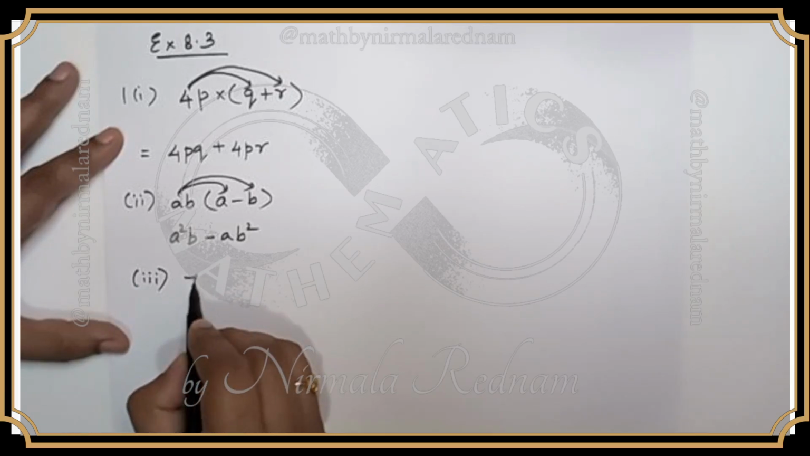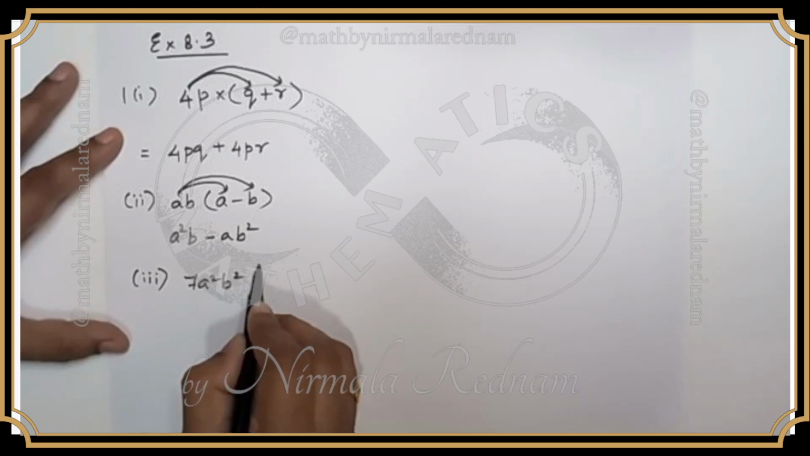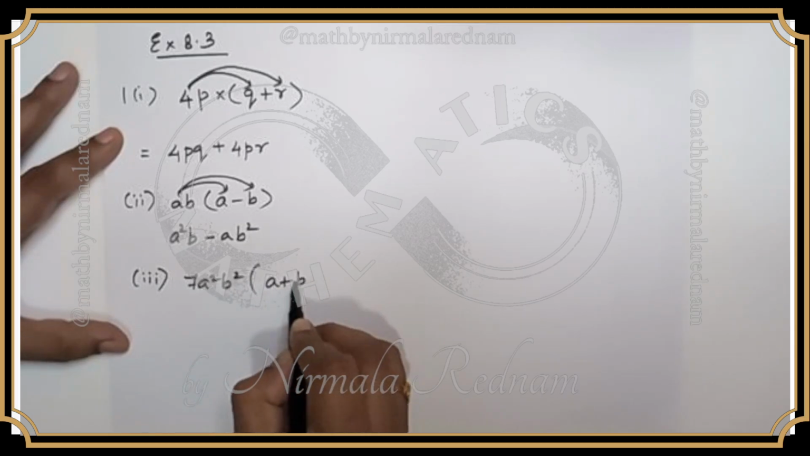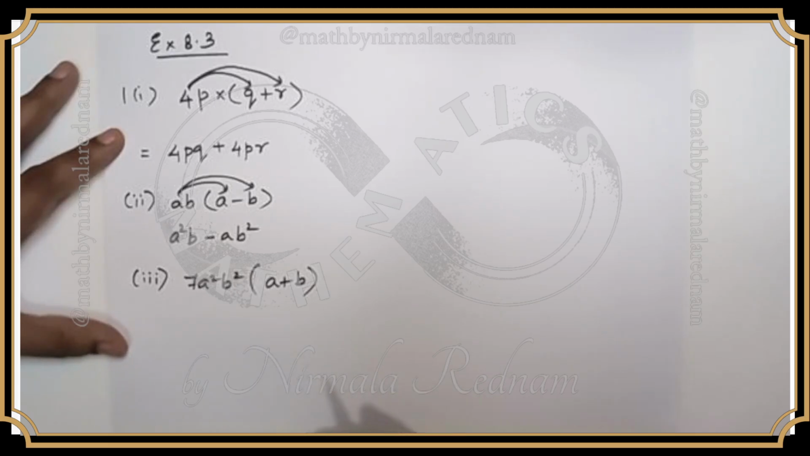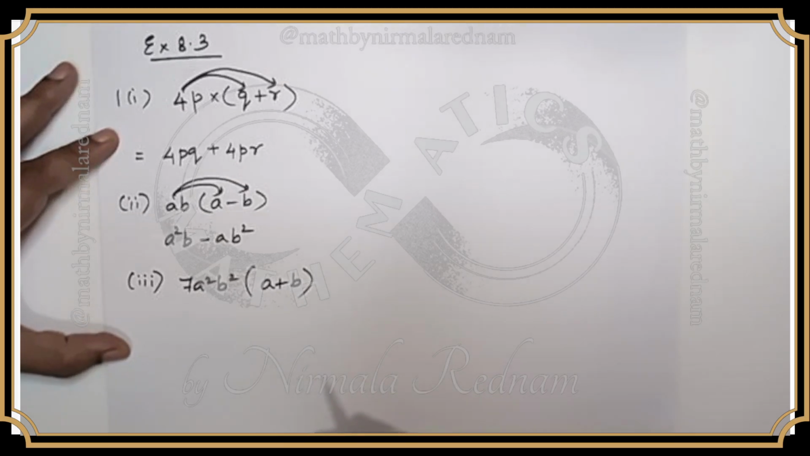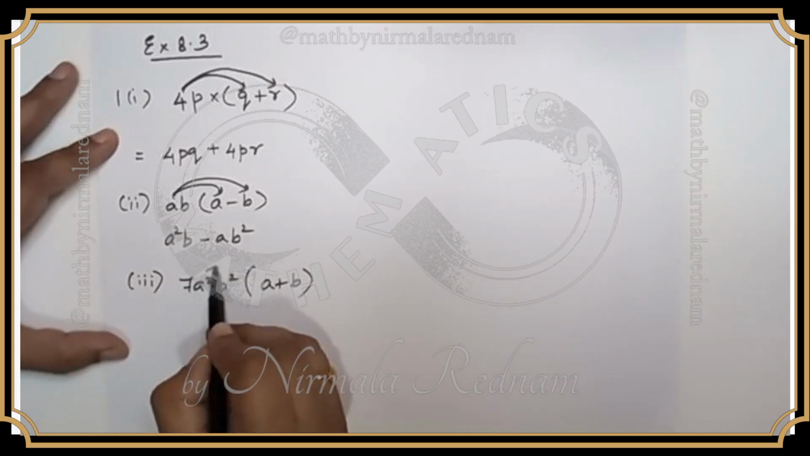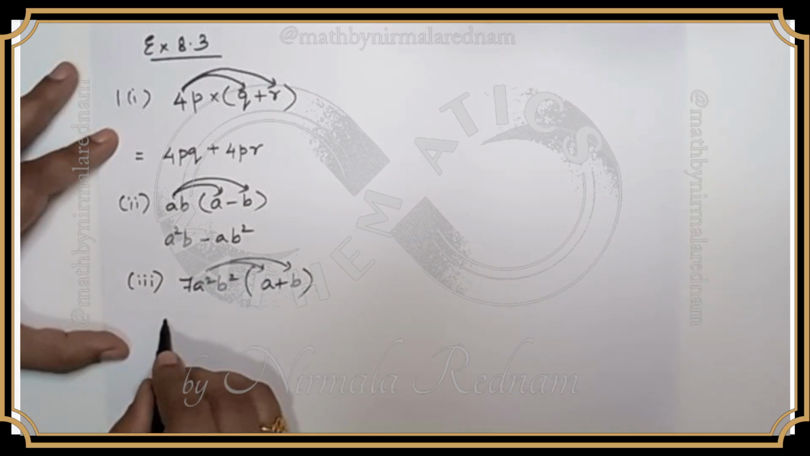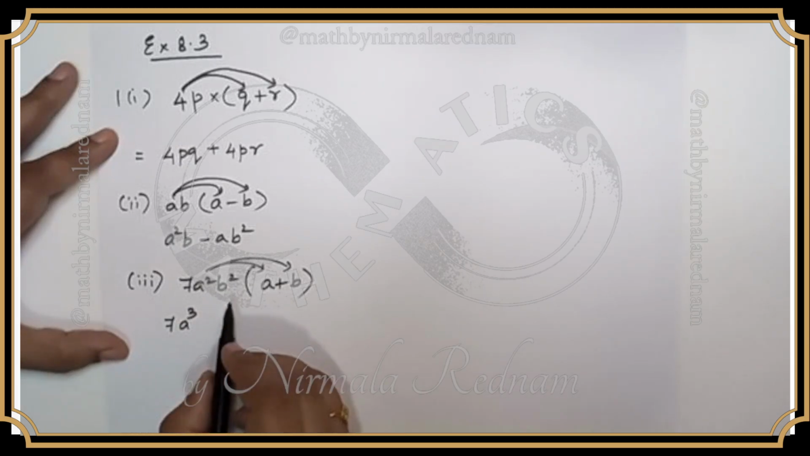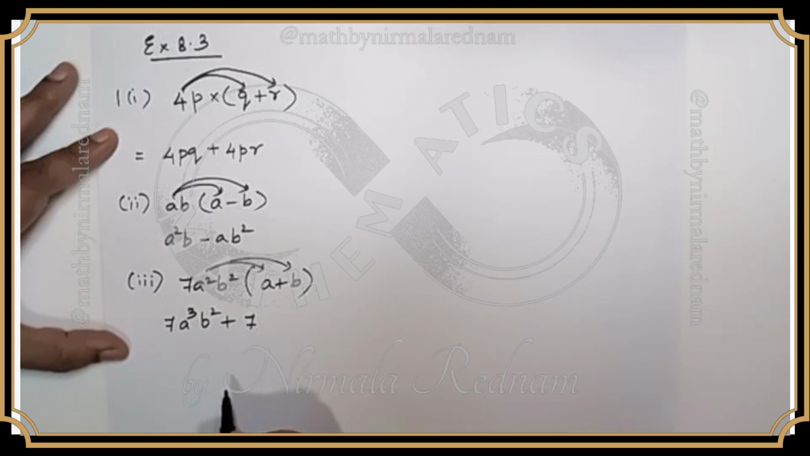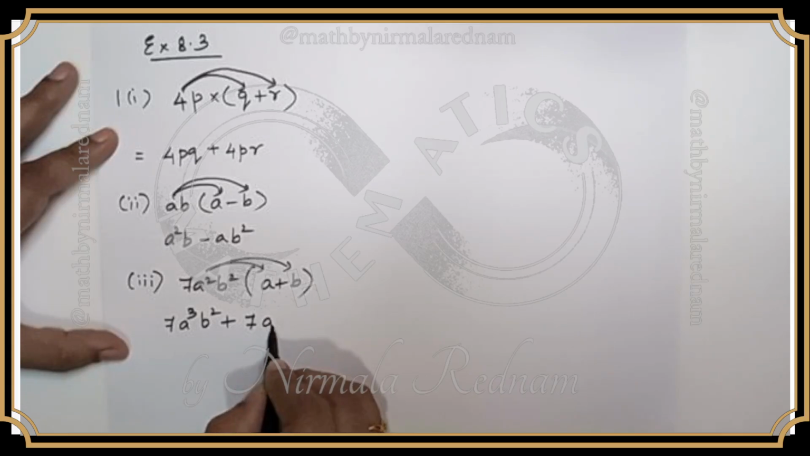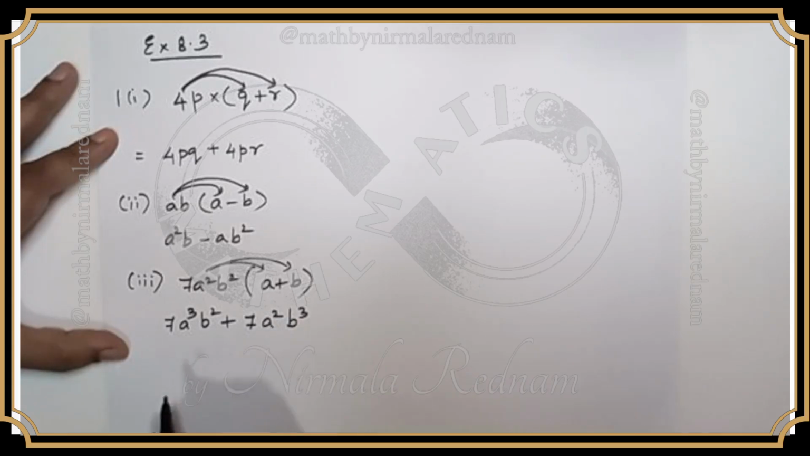Next I'm going to write the monomial first and then the binomial. Okay, because you know you can write it in any order for multiplication because it's commutative. So now I have to multiply everything inside the bracket with this. Now what is this into a? I have 3 a's, so that will become a cube b square plus 7 a square b cube, right? So this is the third sum.